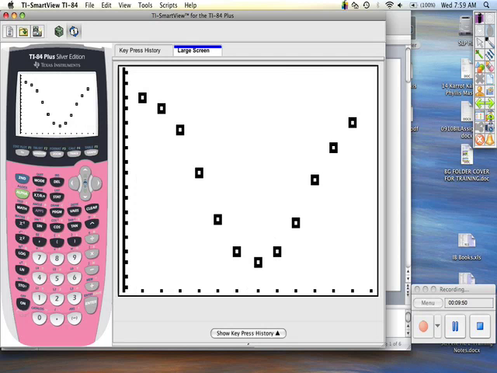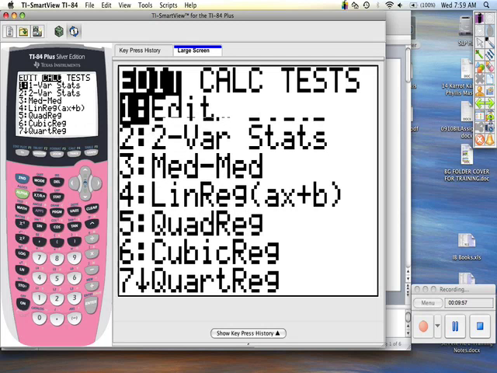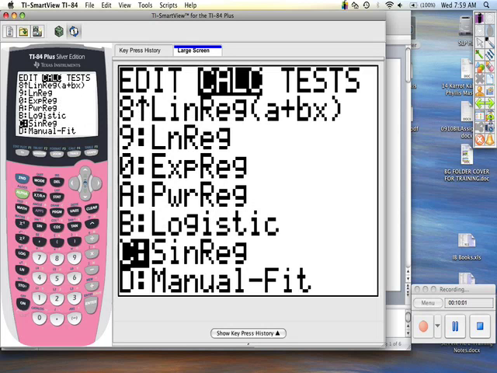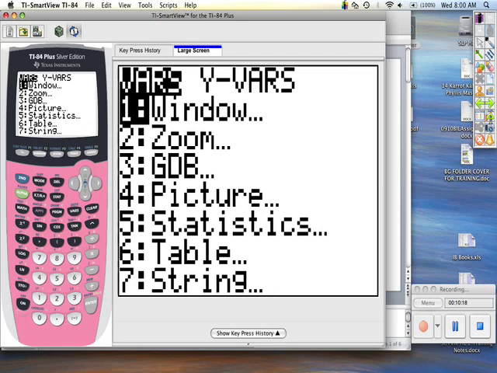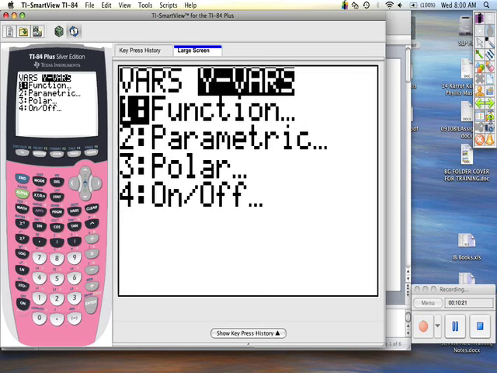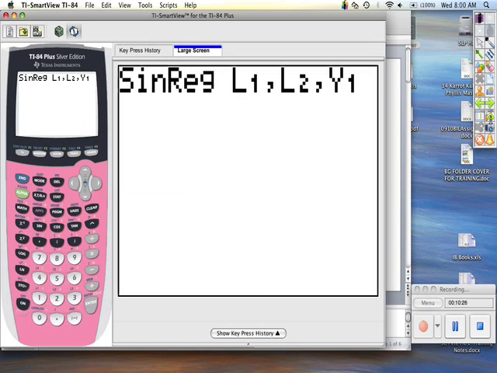Now I want to come up with the equation of best fit. I'm going to go back to my stat menu, go to calc, and go down to sine regression. I'm going to specify that I want list 1 as x and list 2 as y. And then I'm also going to store this as an equation in the calculator, so I'm going to put a third thing after this. I'm going to press my variables key right next to clear, go to y variables, function, and select y1. This is automatically going to store the values for a, b, c, and d into my y equals.